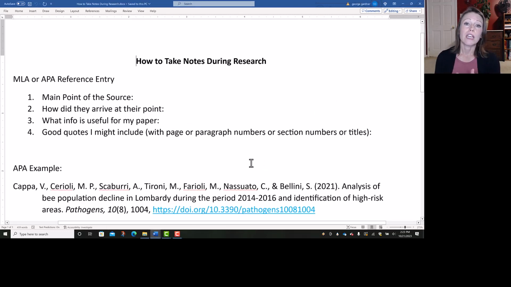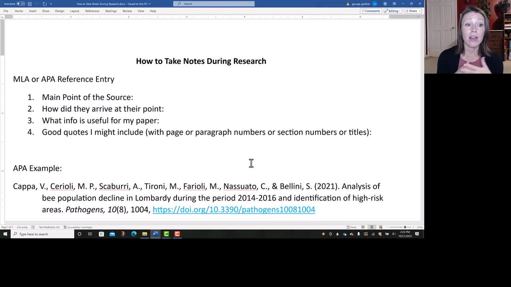The very first thing when you are doing your research is go ahead and do your MLA or APA reference entry. Just go ahead and do it. Start that off at the very top of the page before you start taking notes, because that will give you your authors, your title, your links, so that you can always find that particular source again. And you'll never go through that, "I know I read it somewhere" thing. Let's just not do that.